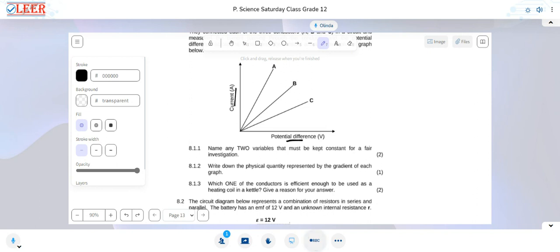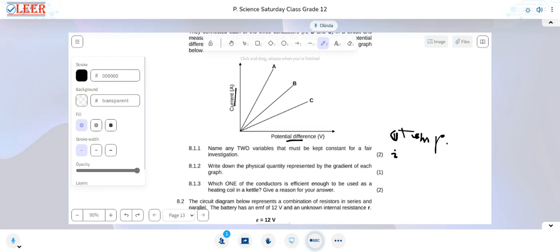The first factor is temperature. We need to keep temperature consistent, because if the temperature increases, it has an effect on the resistance.